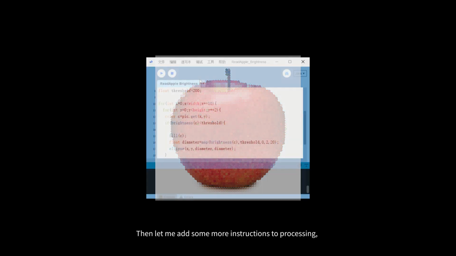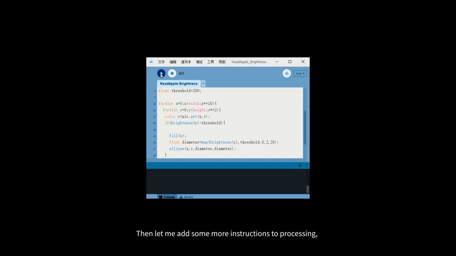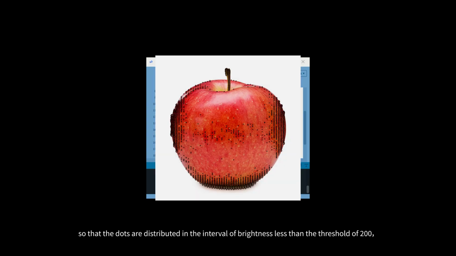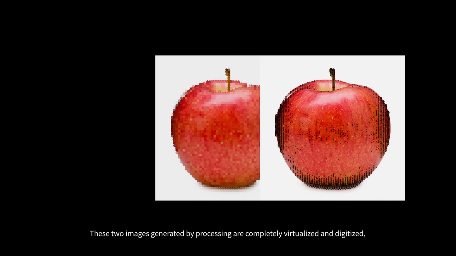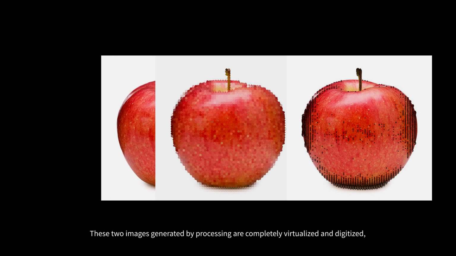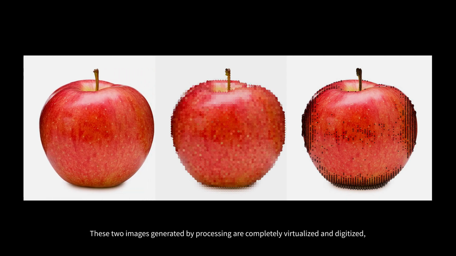Then let me add some more instructions to Processing, so that the dots are distributed in the interval where the brightness is less than the threshold of 200, which will result in a weird apple image. These two images generated by Processing are completely virtualized and digitized, also completing the betrayal of reality and the replicability from the original.